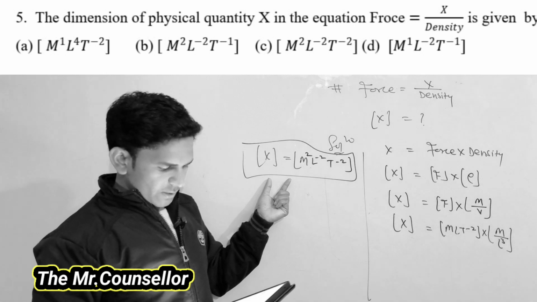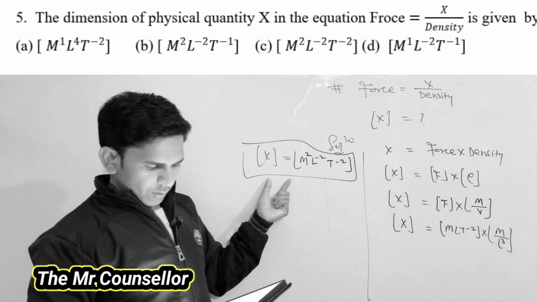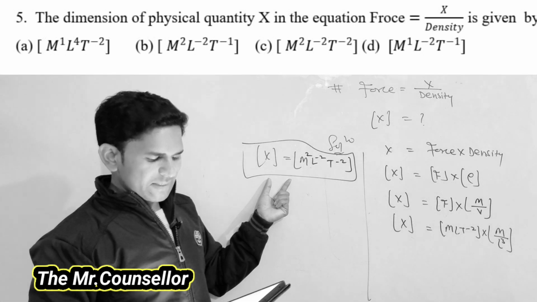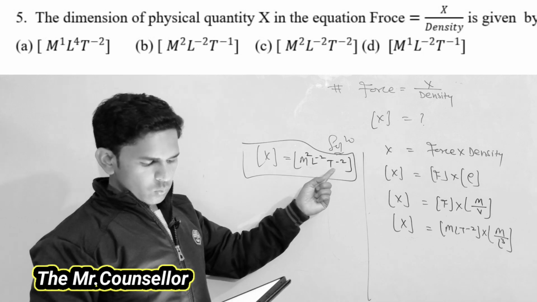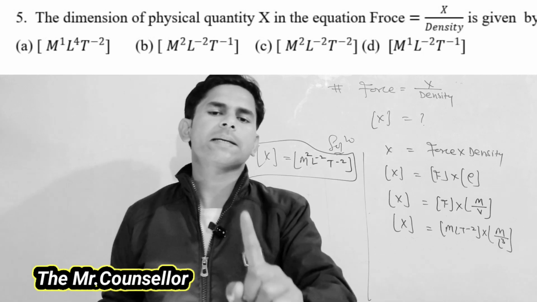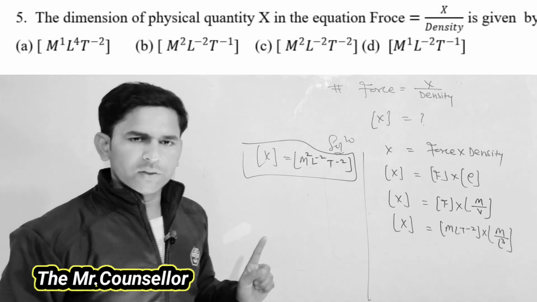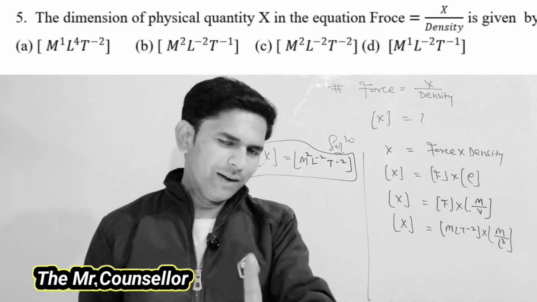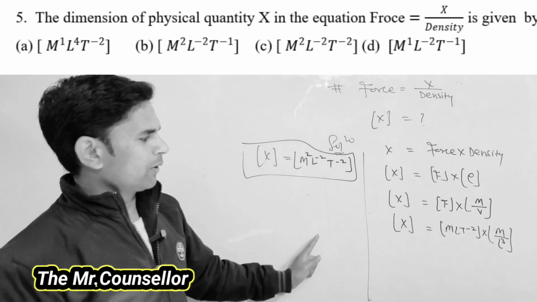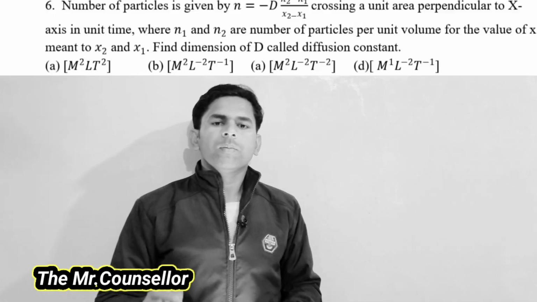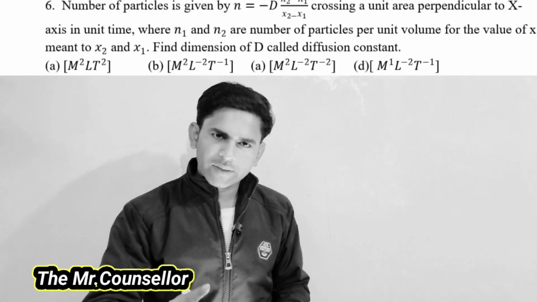Which option is matching? You can see option C, M^2 L^-2 T^-2. Option C is the right answer of this given problem. Is it okay? Sure? Now you can just make a note down. Now you can see the next question on the screen.